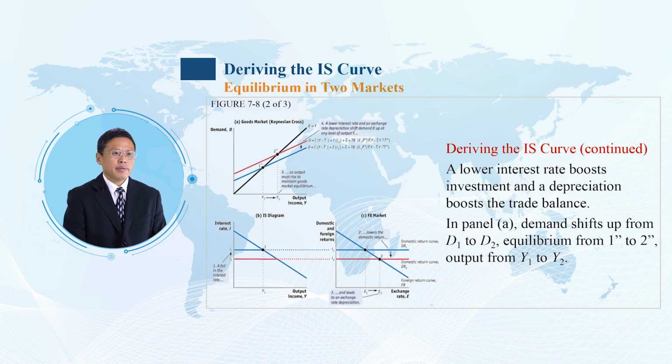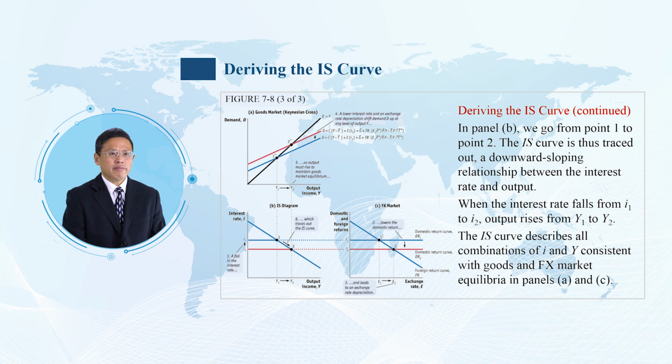A lower interest rate boosts investment, and depreciation boosts the trade balance. In Panel A, demand shoots up from D1 to D2, equilibrium moves from 1 to 2, and output from Y1 to Y2. In Panel B, we go from point 1 to point 2. The IS curve is thus traced out, a downward sloping relationship between the interest rate and output. When the interest rate falls from I1 to I2, output rises from Y1 to Y2.